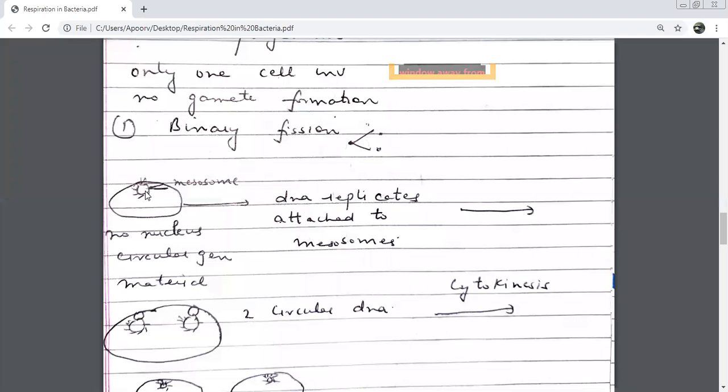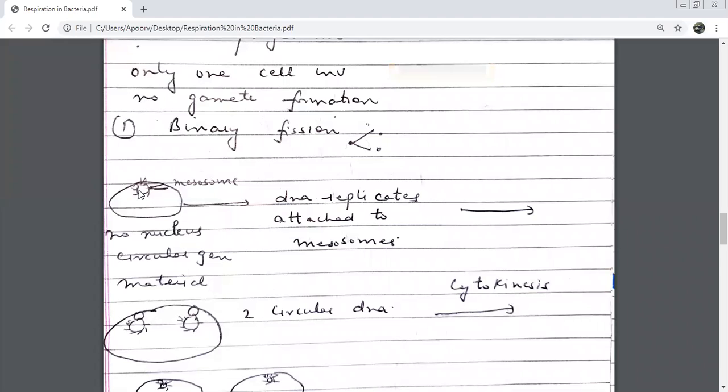Now what happens is that the genetic material is attached to these mesosomes. We know that genetic material is normally inside the nucleus, with a proper nuclear membrane, but bacteria do not have a proper nuclear membrane. So the genetic material must be somewhere. It stays attached somewhere here in the mesosome. It starts replicating attached to the mesosome only. When the replication of DNA starts, it's still attached to what?